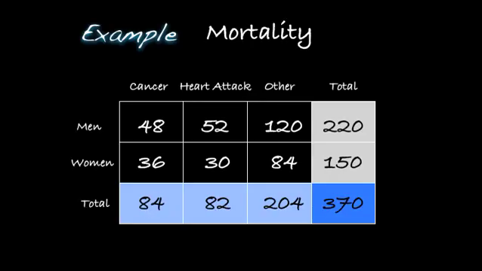This time we're going to determine the likelihood of simply dying of cancer. Notice that 84 people died of cancer out of 370 different people that were represented in this table. So 84 divided by 370 is going to give us the answer that we are seeking for question 3.